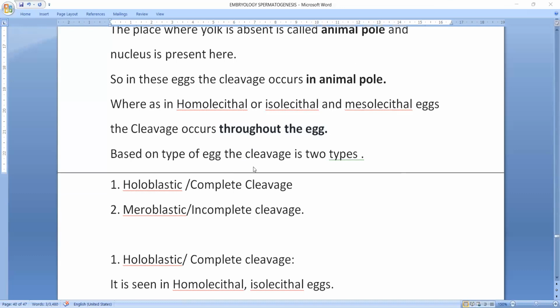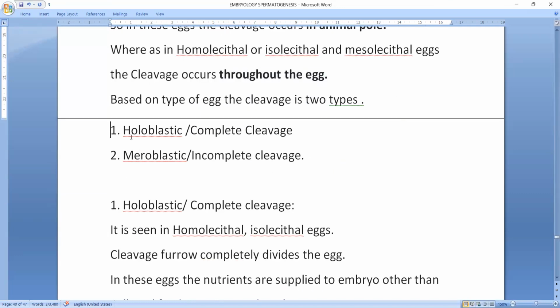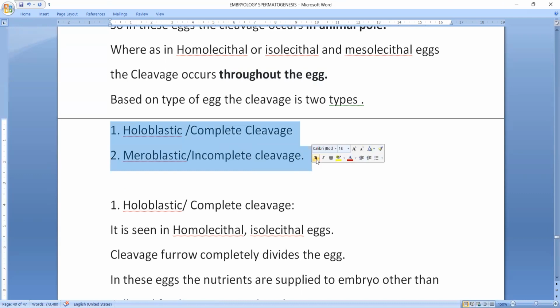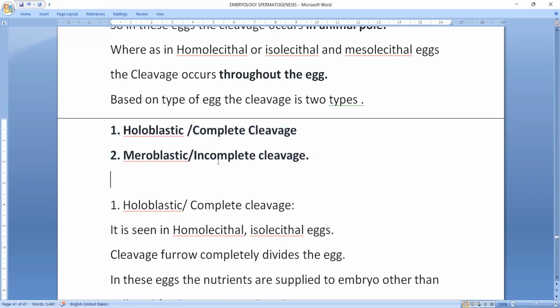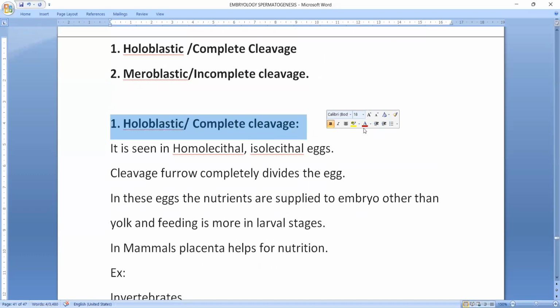Based on the type of egg, the cleavage is of 2 types. One is holoblastic or complete cleavage, and the other is meroblastic or incomplete cleavage. We all know that. So let's see holoblastic or complete cleavage. See here.